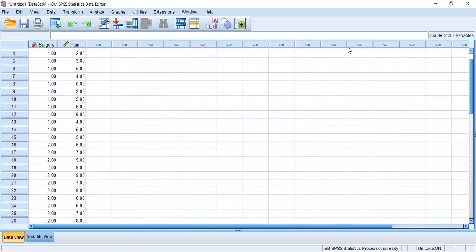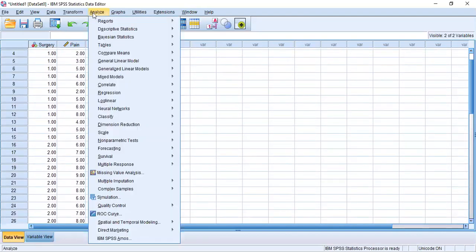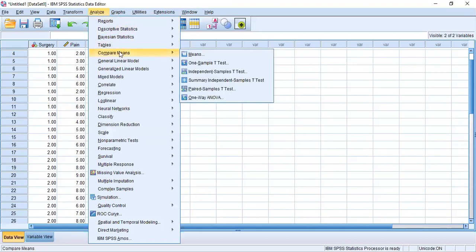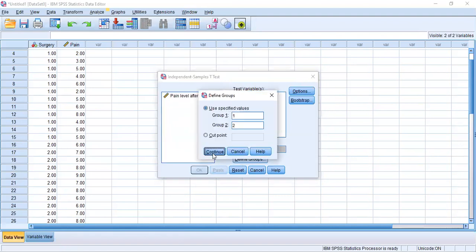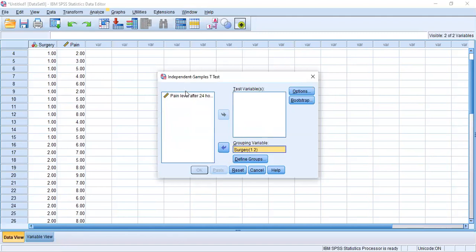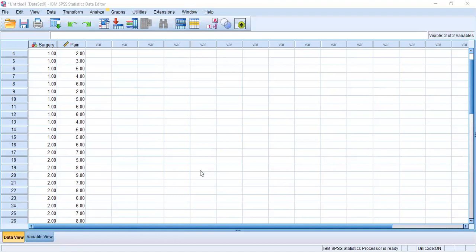Now I'll move to the Analyze part, and we'll be conducting an independent sample t-test. Compare Means, then Independent Samples T-Test. The type of surgery performed will be the grouping variable, which is independent, and we'll mention 1 and 2 for this. Pain level at 24 hours is the dependent variable, placed in the test variable box. I'll click OK, and I have the answers before me.